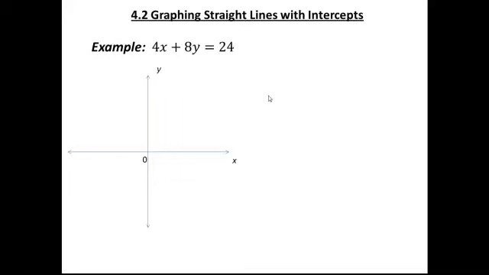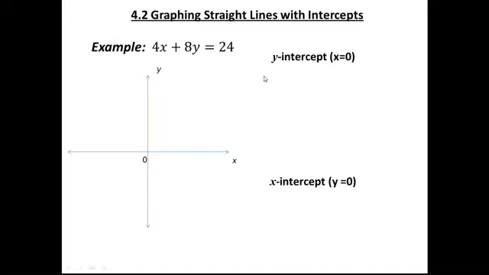So in the last video, we looked at how to graph straight lines using a table of values. And in today's video, we're going to learn how to graph a straight line just by looking at the intercepts. What I mean by the intercepts are 2 points on the line: the y-intercept, which is where the graph will cross the y-axis, and then the x-intercept, which is where the graph will cross the x-axis.